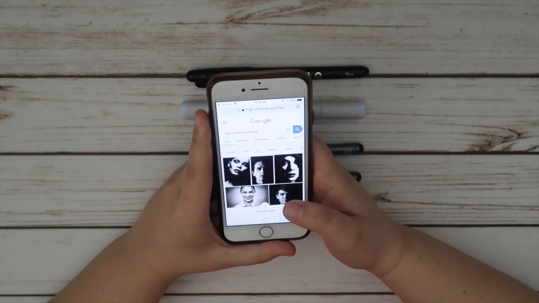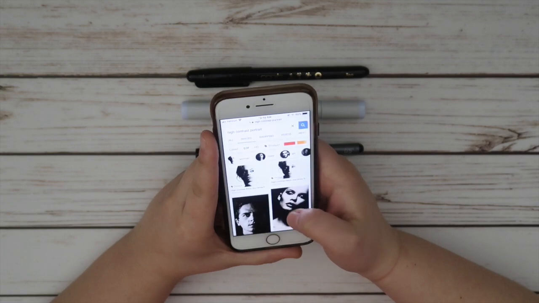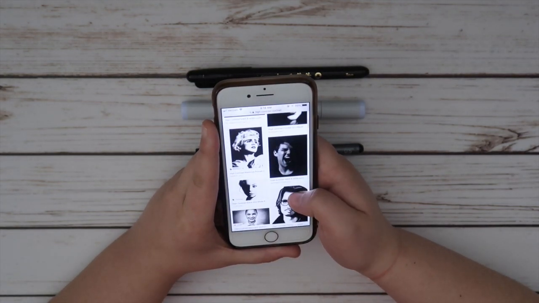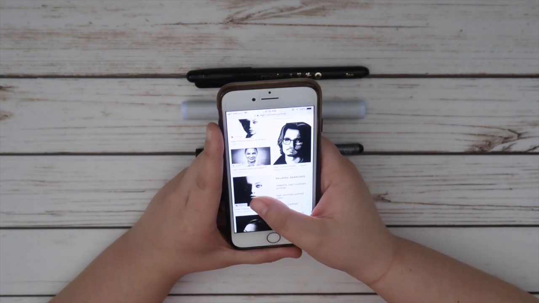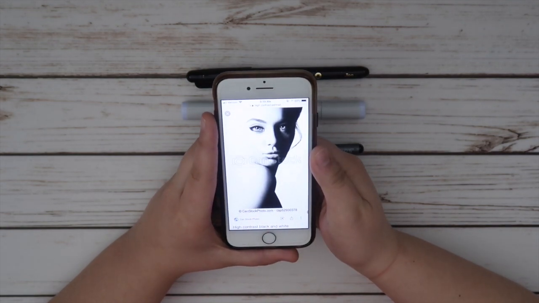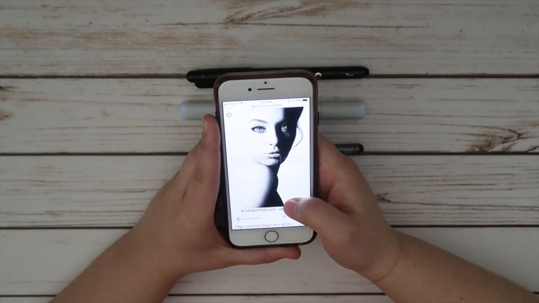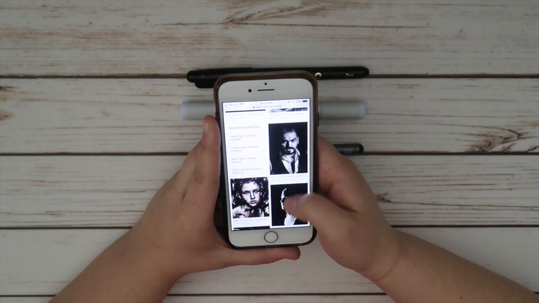This got me thinking about creating a high contrast portrait. So I did what any artist does in 2019, and I went to Google and I typed in high contrast portrait, and I searched through the images a little bit until I found one that I liked. I found a series of photographs of this girl and I thought they were really cool, very striking, and I could definitely see how this image would work with the supplies that I have picked out.